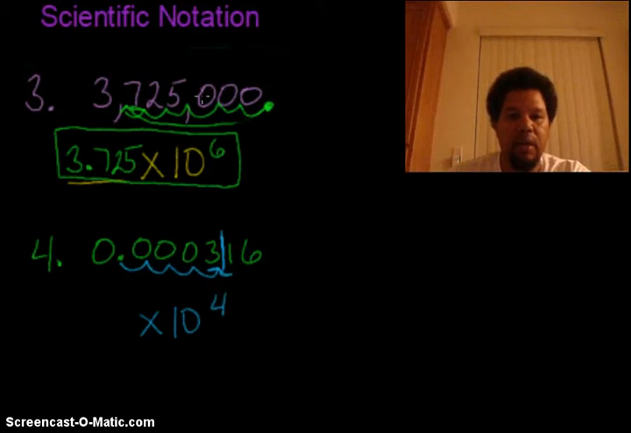Now remember, in example 3, when we moved 6 spaces from a big number, it was positive. Well, decimal numbers are small numbers, so our exponent is going to be a negative. Or if you notice, we moved in the opposite direction. And our new answer, oops, I should have put that in a different color right here, is 3.16 to the negative 4th power.